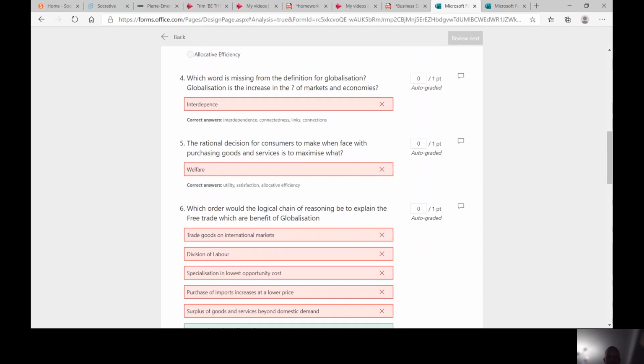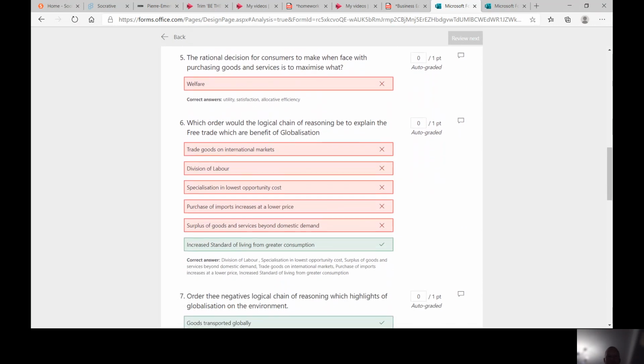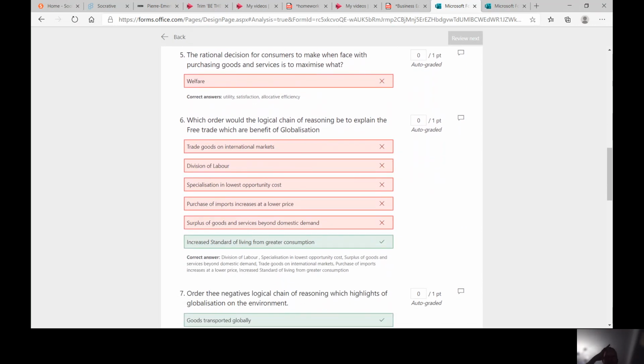The rational decision for consumers to make when purchasing goods is to maximise utility. Welfare, I suppose, is a synonym for utility, but utility is the key definition from the case.